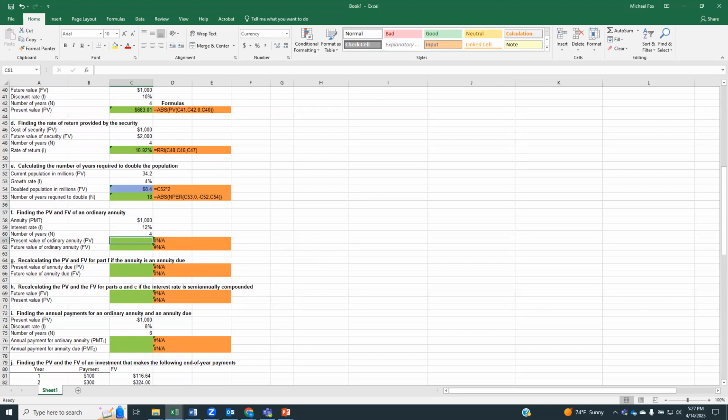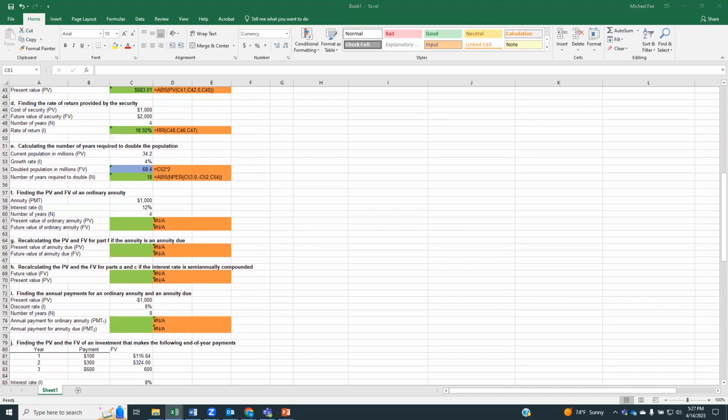All right, so F, we're going to find the present value and the future value of an ordinary annuity. So to this point, we've always been dealing with the present value or future value of a lump sum, where I take like $1,000 and say, what will that be worth in 4 years? Or I say, if I want $1,000 in 4 years, how much do I have to have available today and let it grow with interest?